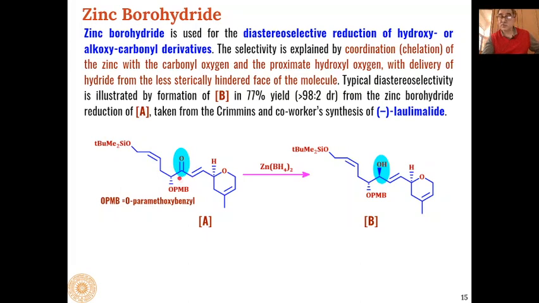So you can see that even with alpha beta unsaturated ketones, only 1,2 reduction will take place. So this is a very important diastereoselectivity, and the addition of the hydride will be anti in this case.